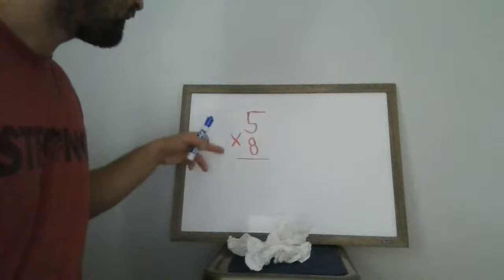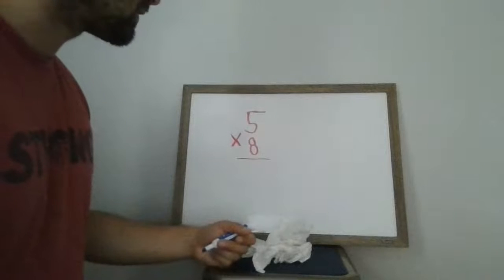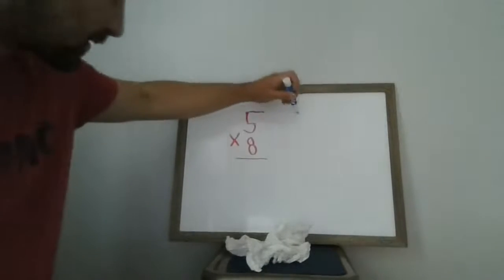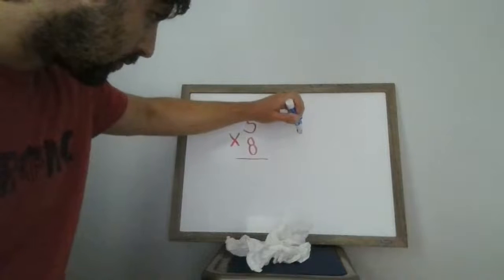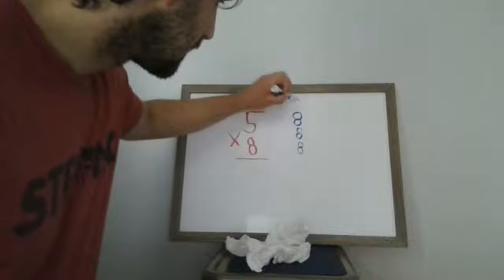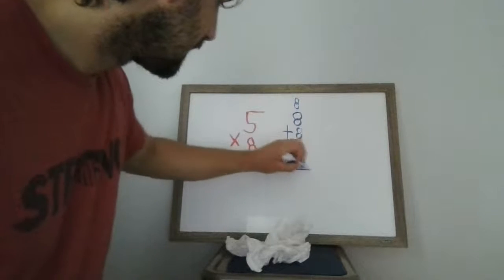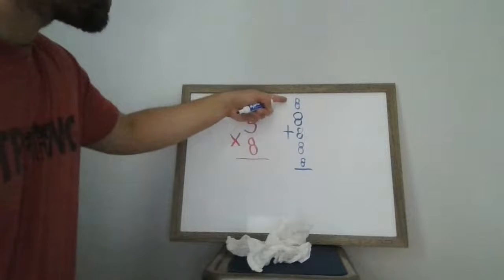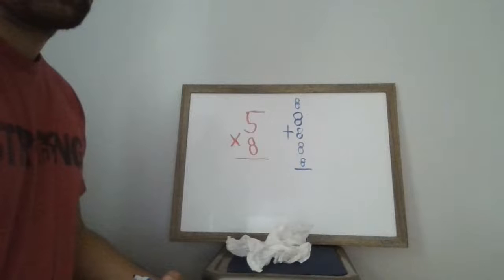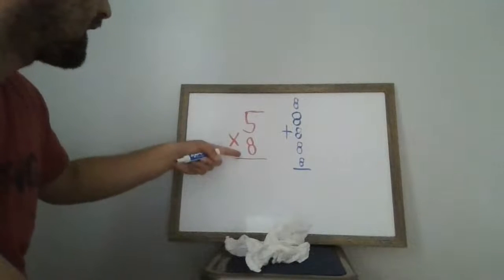Think of this as 5 groups of 8, adding 5 groups of 8 together. All multiplication is really adding the same number over and over again. You're adding the number 8 5 times. It's no different than if you were to write this problem here. Five times 8 is just another way of writing 8 plus 8 plus 8 plus 8 plus 8. So 5 groups of 8.